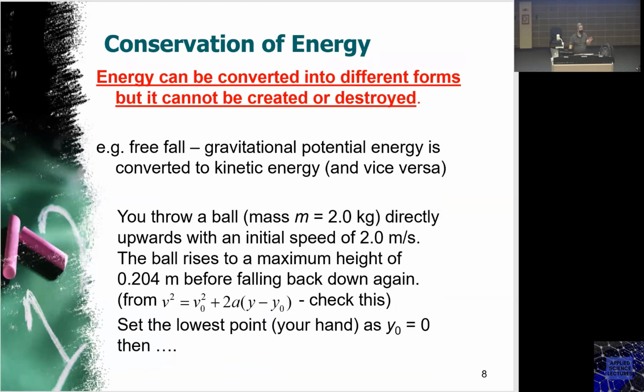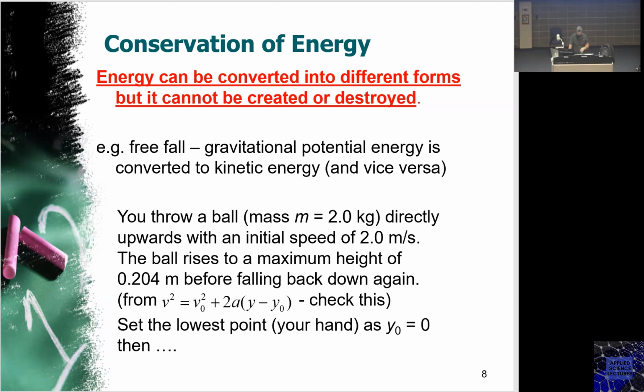Is this understood? Yes? We will see an example. Here you throw a ball of mass 2 kilograms directly upwards with an initial speed of 2 meters per second. The ball rises to a maximum height of 0.204 meter before falling back down again.